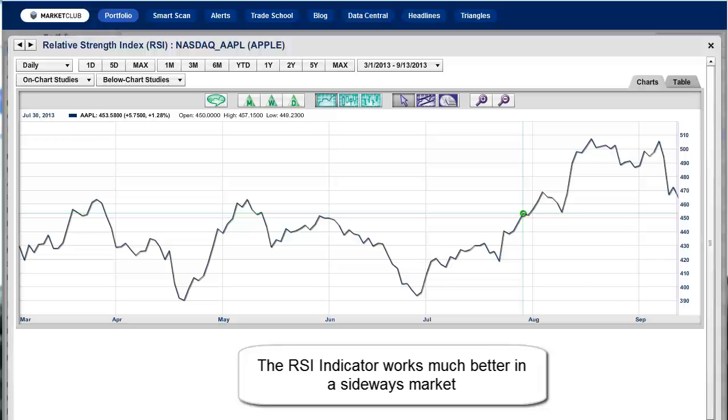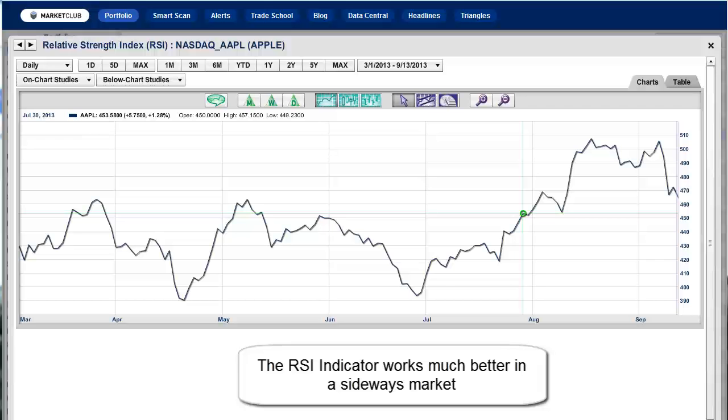If you have a strong trending market either on the upside or the downside, you've got to be a little bit careful. When this indicator first came out in the 70s, people said, oh, it's over 70, I'm going to go short. Well, that's not the way to trade this particular indicator. I'm going to show you how that works right now.